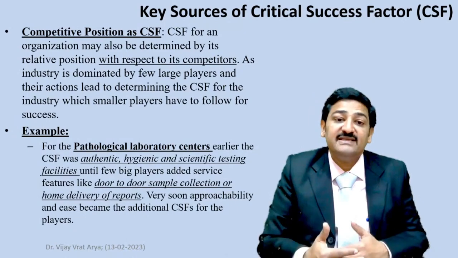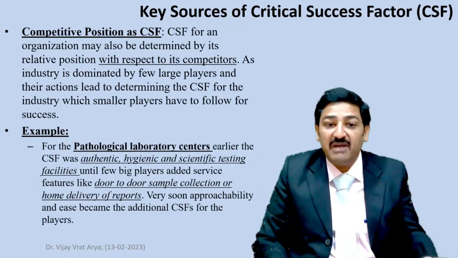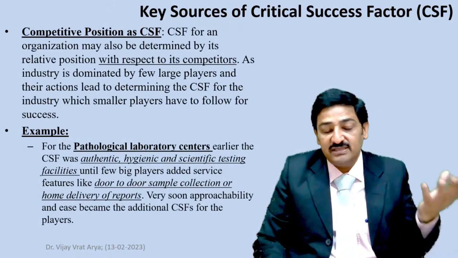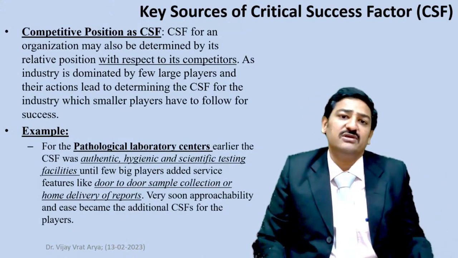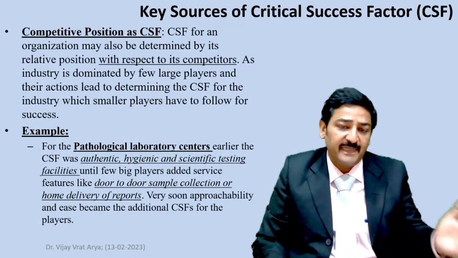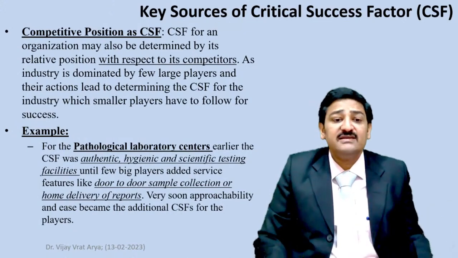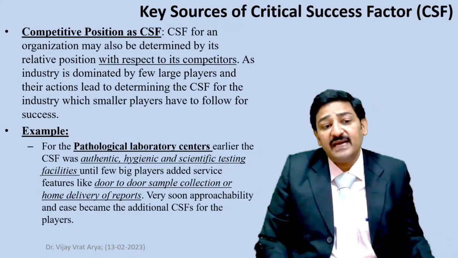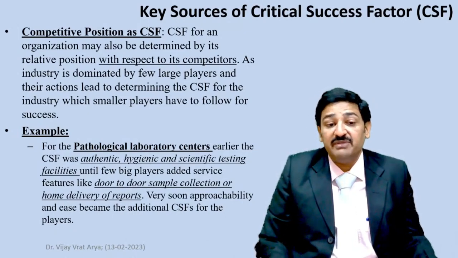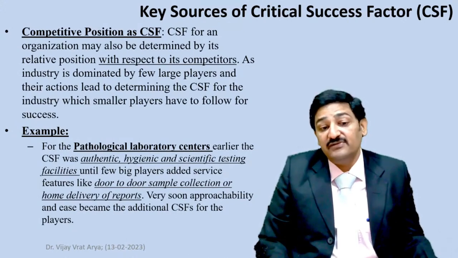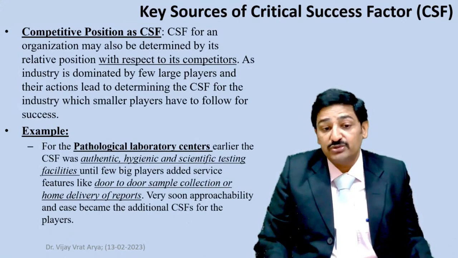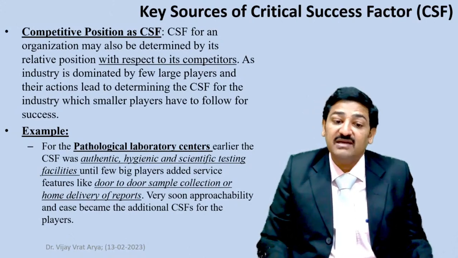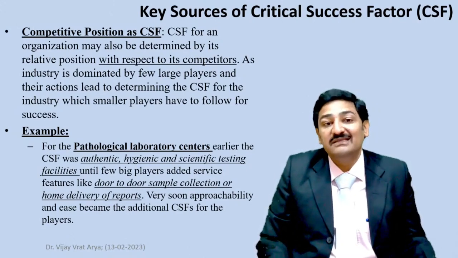Therefore, in an industry, the competitors, the minor firms and the major firms, have to keep track of what exactly is taking place in the industry, the rivals, and their competitive position. That plays a very crucial role in identifying and defining the critical success factors for a specific firm in the industry. As an example, consider pathological laboratory centers. Earlier, the critical success factor was having authentic, hygienic and scientific testing facilities, until a few big players added service features like door-to-door sample collection or home delivery of reports, and very soon approachability and ease became additional critical success factors for players in this industry.